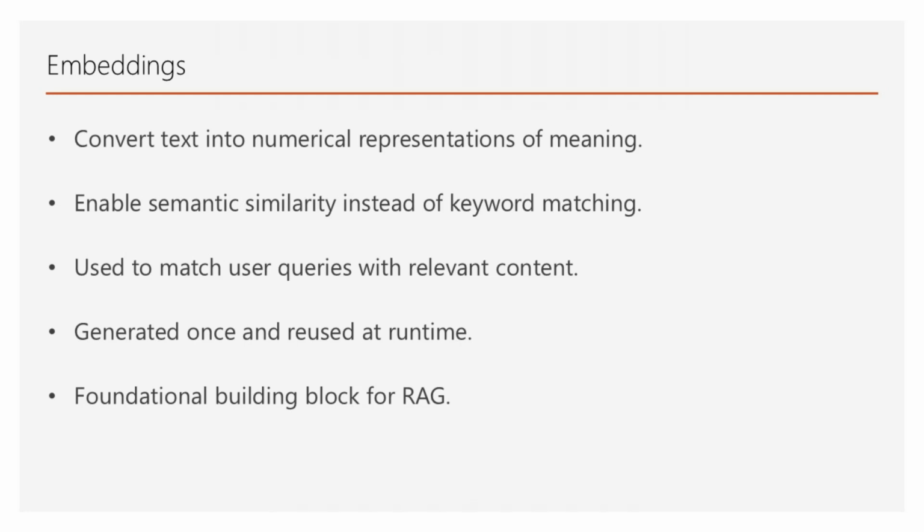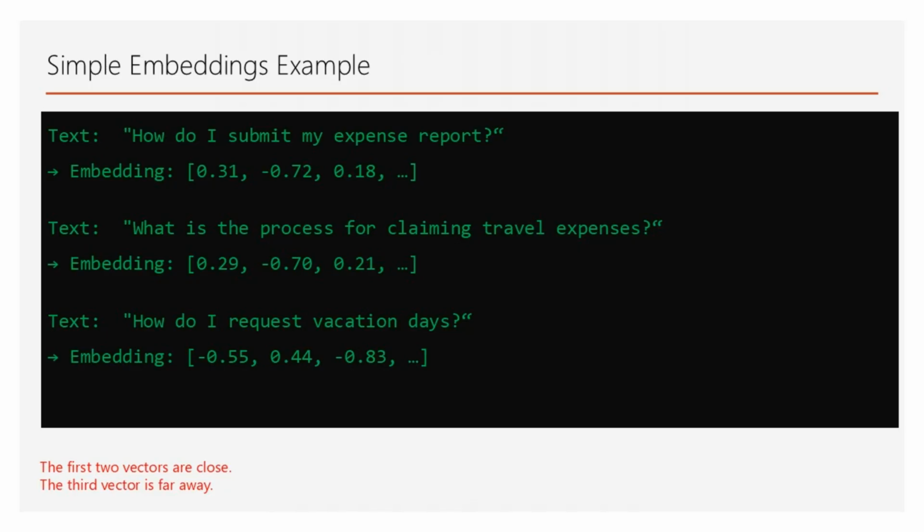There are many good embedding models available today, both proprietary and open source. What matters most is consistency and alignment with your data, because embeddings are a foundational building block for retrieval augmented generation. This example shows what embeddings are actually capturing: intent and meaning.